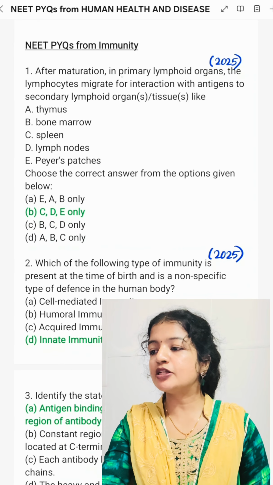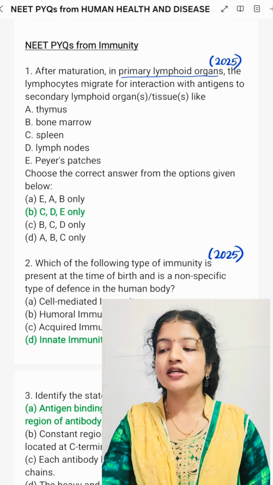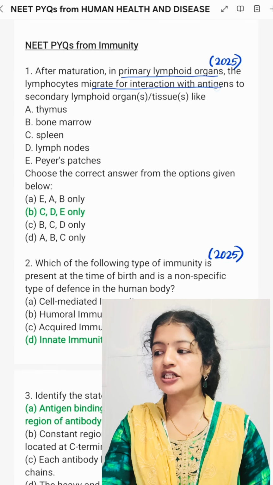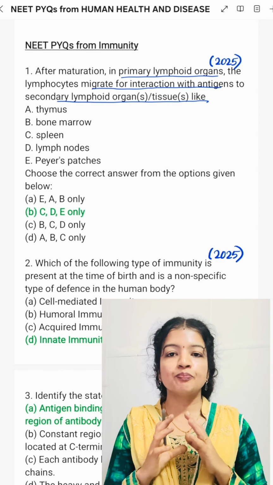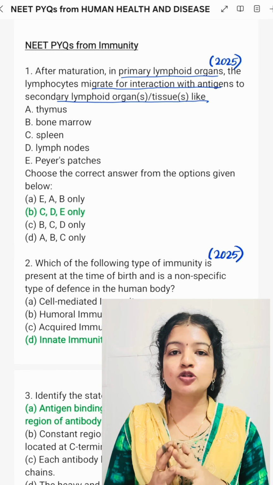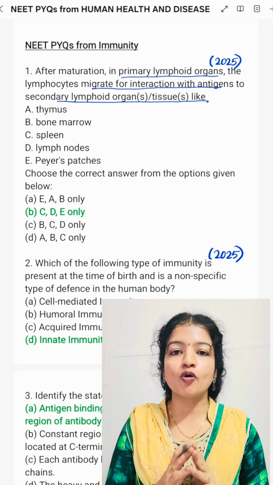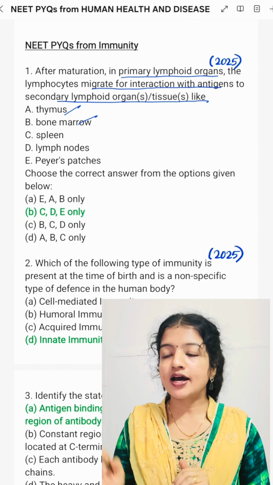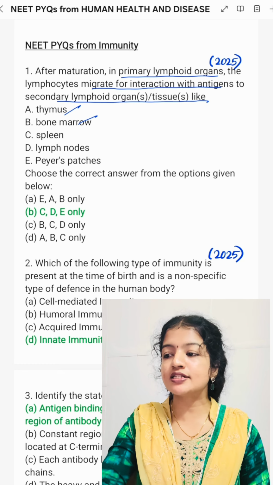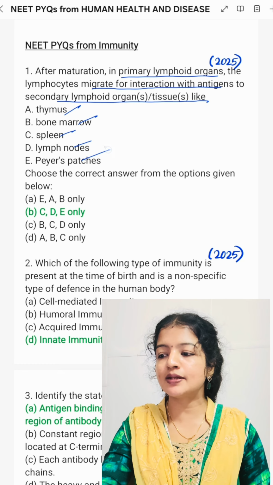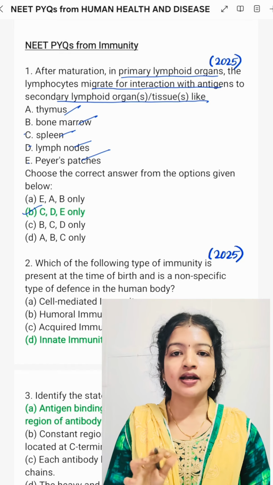First question, after maturation in primary lymphoid organs, the lymphocytes migrate for interaction with antigens to secondary lymphoid organs or tissues like. So lymphocytes develop ஆகிறது, mature ஆகிறது primary lymphoid organs like bone marrow and thymusல. Whereas it will interact with the antigen in the secondary lymphoid organs. Given optionsla secondary lymphoid organs, spleen, lymph nodes, and Peyer's patches. So option B, C, D, E only is the correct answer.